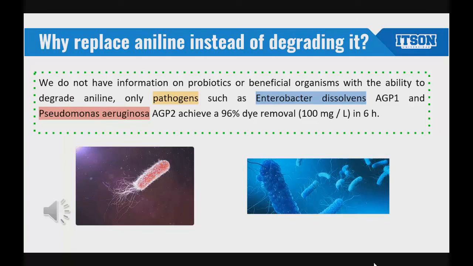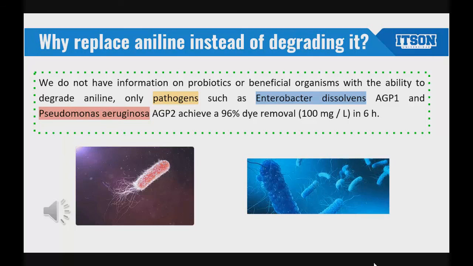Why replace aniline instead of degrading it? Based on previous research, the bibliographic sources only present information on pathogenic microorganisms with the ability to degrade aniline. Currently, we don't have information on probiotics or beneficial organisms with the ability to degrade aniline. Only pathogens such as Enterobacter dissolvens AGP1 and Pseudomonas aeruginosa AGP2 achieve a 96% dye removal, at 100 milligrams per liter in 6 hours.